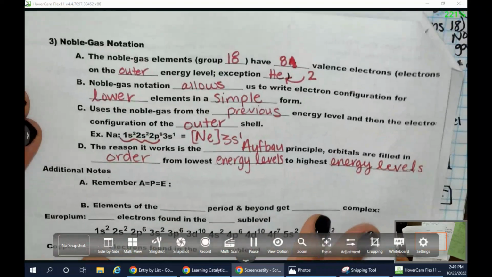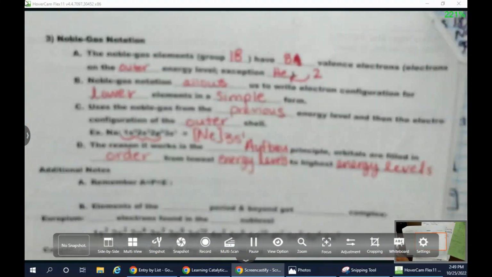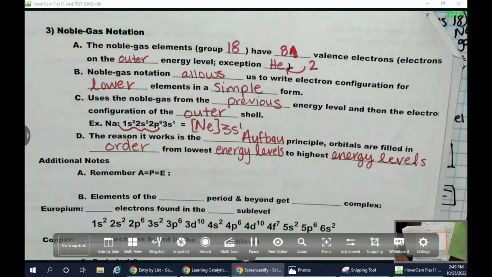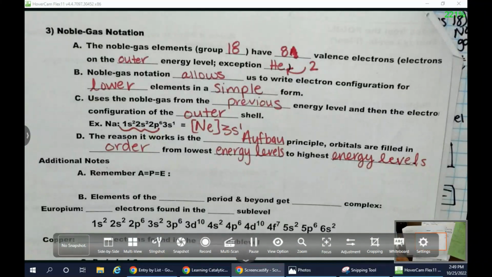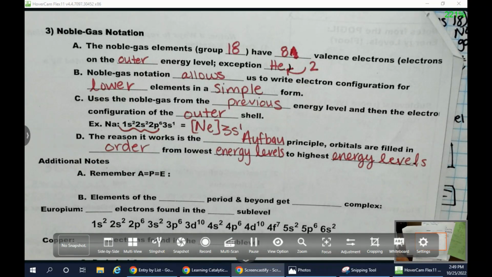All right, so we're going to take a quick pause break on that. I'm going to hand out your page that we're going to practice on for about 10 minutes, and then we're going to come back to this and we'll talk about ions right after, okay?